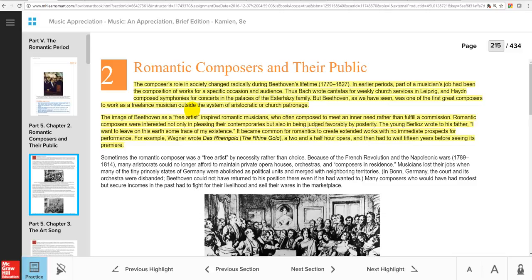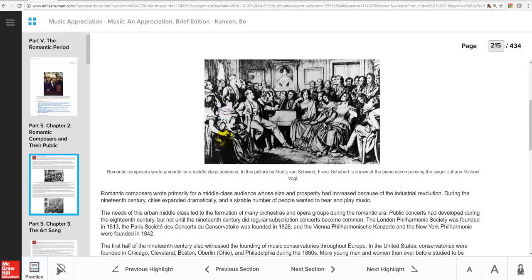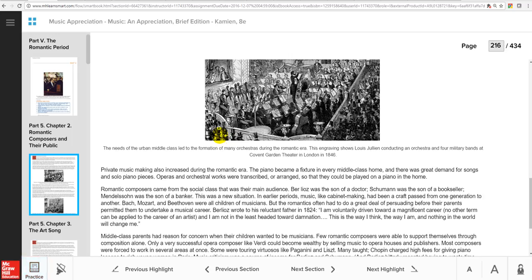Composers of the Romantic period were a lot more free to create art about whatever subject matter they wanted, and do as they please. And so when you see the free artists being spoken of in this chapter, that has many levels of freedom that they talk about there.